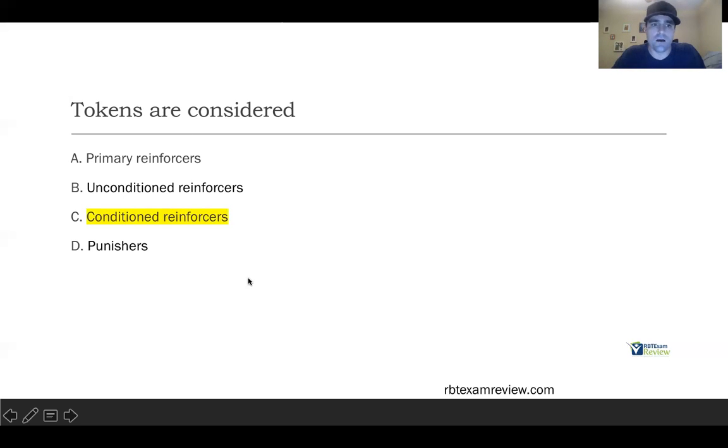Okay, tokens might be punishers, right? It just depends on the situation. But what is the best answer here? Okay, what is the most general answer? The best answer, and that is conditioned reinforcers.